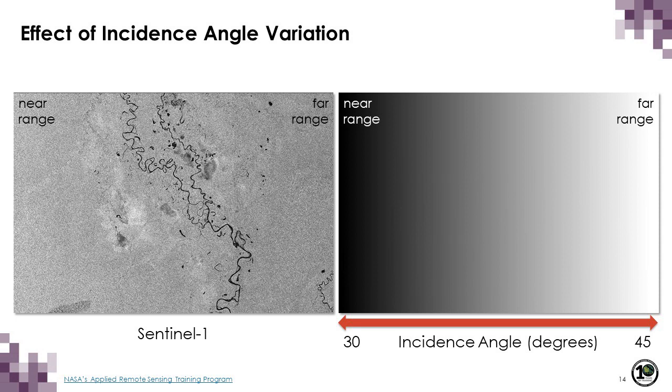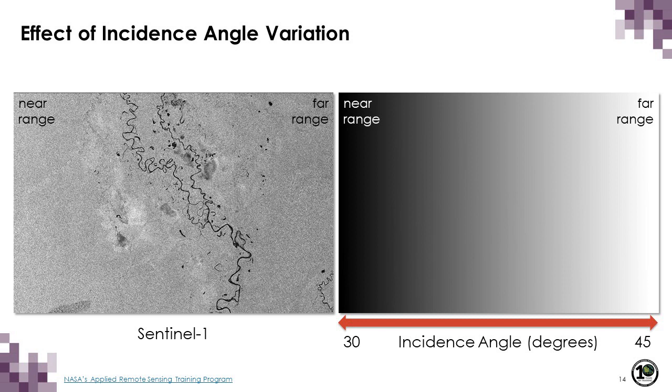This is an example of the effect of incidence angle variation. On the left is the Sentinel-1 image, it's VV polarization, C-band, and on the right is the incidence angle variation for the same image. That radar is right-looking, and as we move across the swath from the near to the far range, the image becomes increasingly darker in tone, around 3 to 5 dB difference in backscatter.